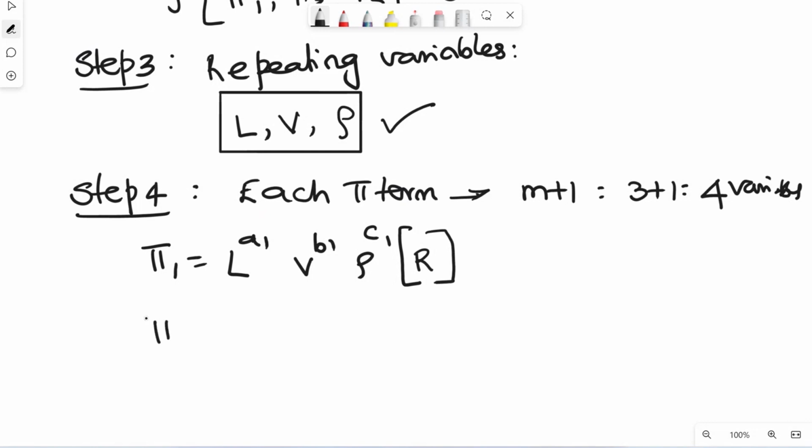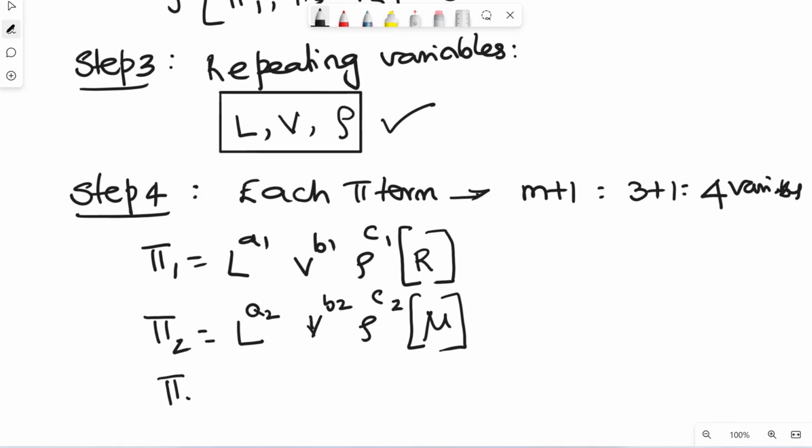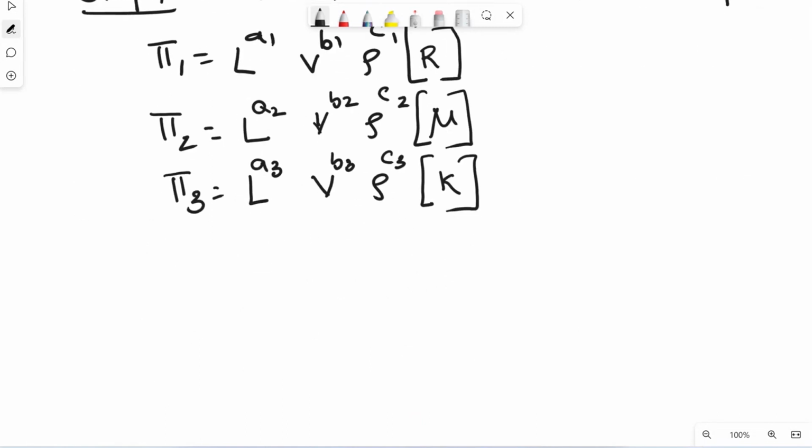Next, pi 2 is equal to again L to the power of A2, V to the power of B2, rho to the power of C2, into the other remaining variables. One is mu, right? Then pi 3 is equal to L to the power of A3, V to the power of B3, rho to the power of C3, and the last remaining variable is bulk modulus. So these are the pi terms. Writing this is the next step.